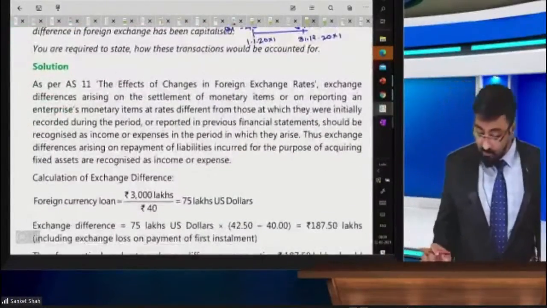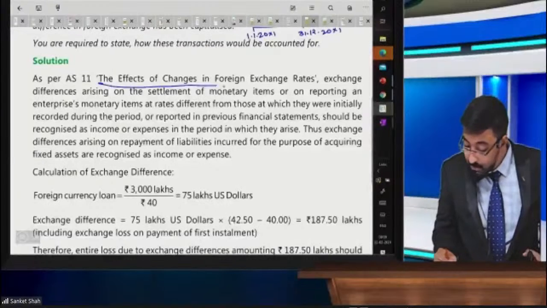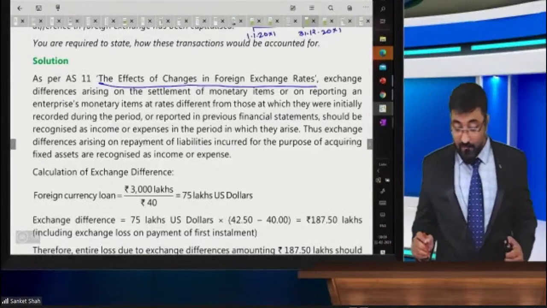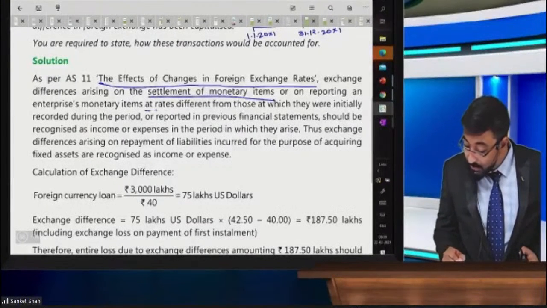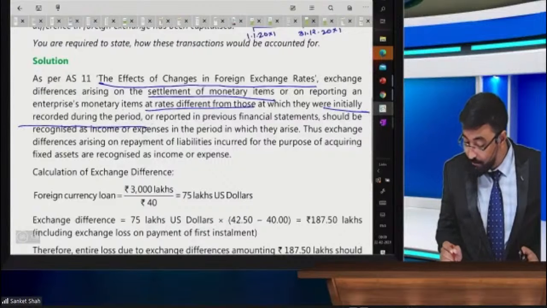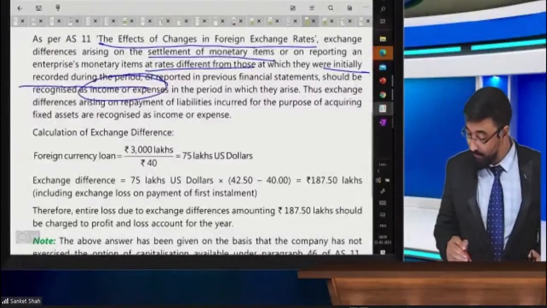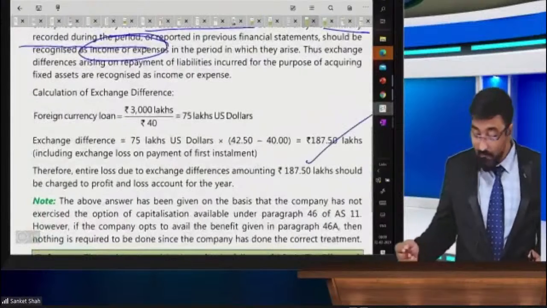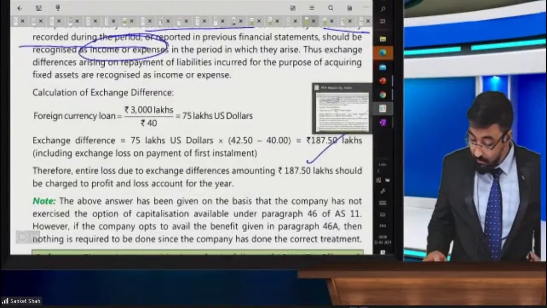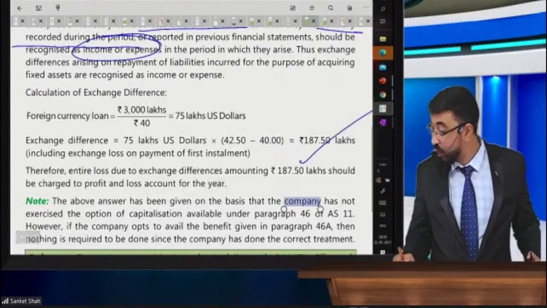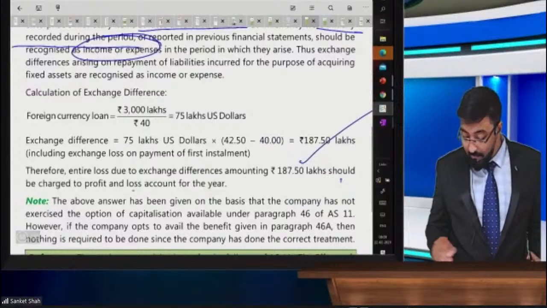So how has ICAI given you the answer? As per AS 11, the effects of changes in foreign exchange rates, exchange difference on settlement of monetary items, if rates are different from those initially recorded during the period or recorded in previous financial statements, should be recognized as income and expenses. Thus, we calculated exchange difference 187.5. Because you bought 75 lakhs dollars, this exchange difference will be debited to the profit and loss account every year.